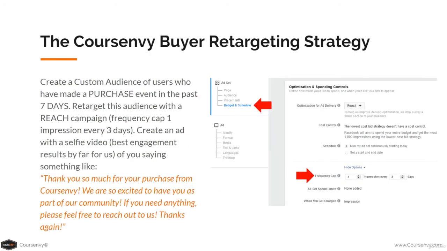So here's the CourseEnvy buyer retargeting strategy. First, create a custom audience of users who have made a purchase event in the past 7 days. Then retarget this audience with a reach campaign. Set the frequency cap to 1 impression every 3 days, so each past buyer should see it 2 to 3 times in 1 week. Then create an ad with a selfie video of you.